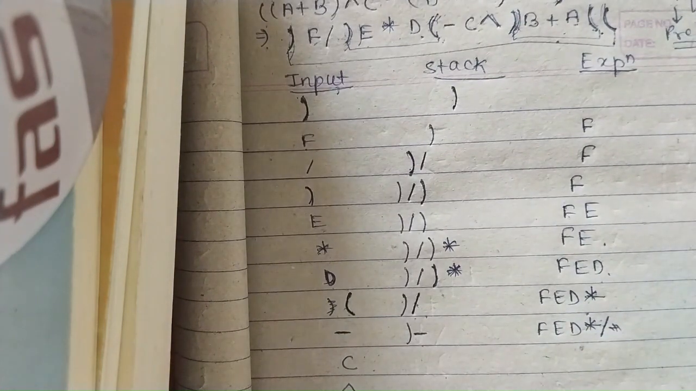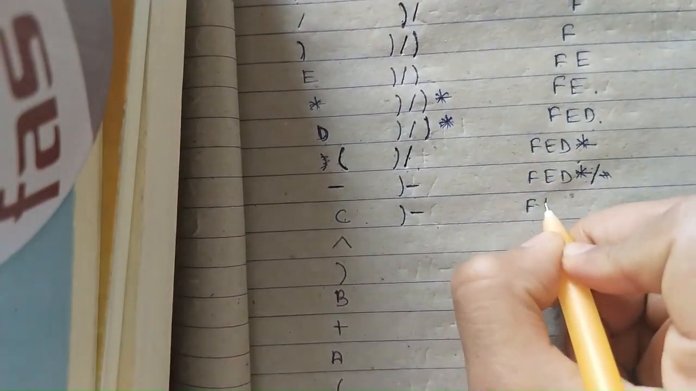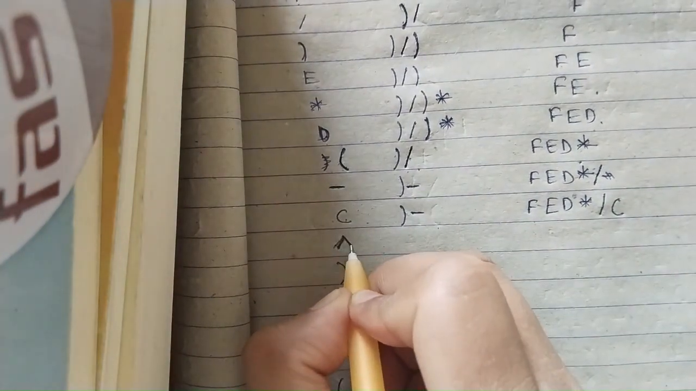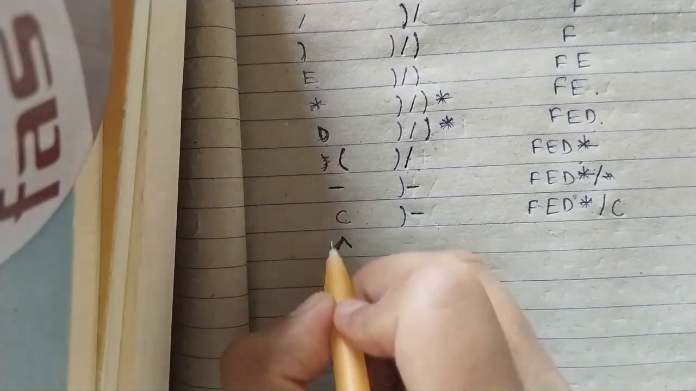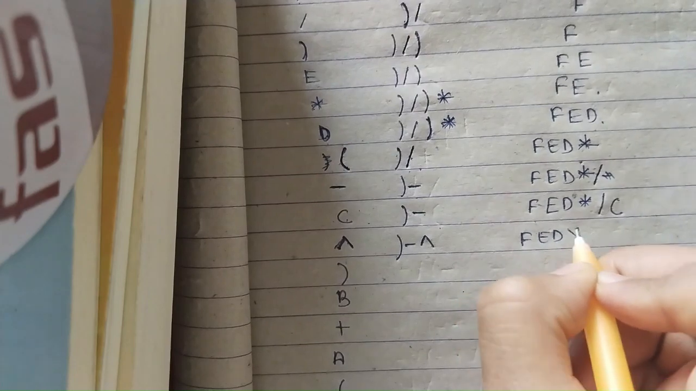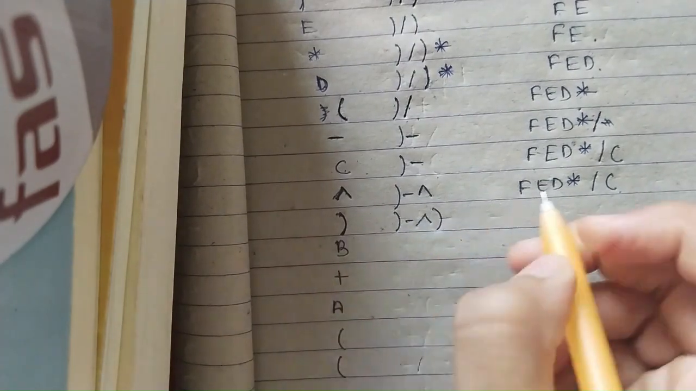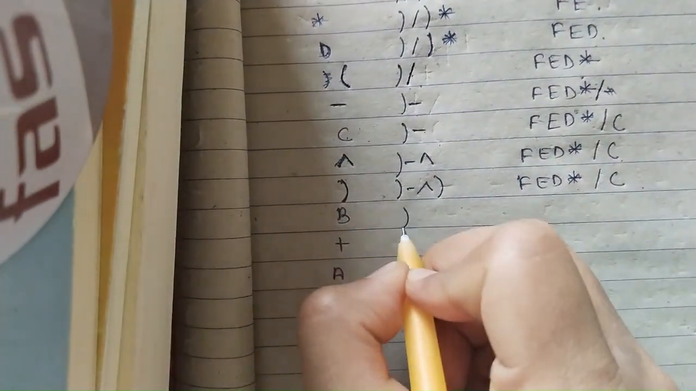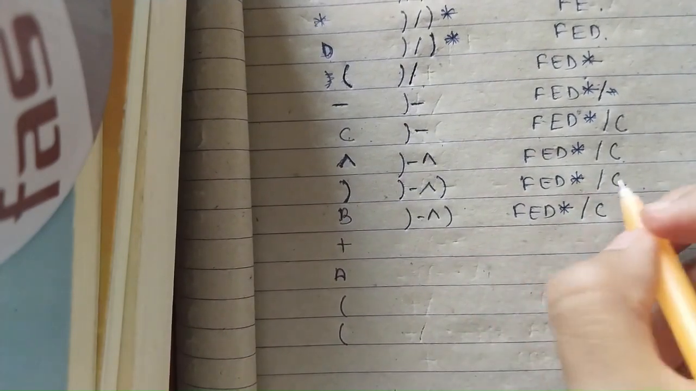Next is C, so it's going to get popped out. FED into this and then C. Next is exponential. Exponential has the highest precedence, and also it is at a higher precedence position compared to minus, so it will be on the right-hand side, and this is true. So FED multiply this and C. Next is this bracket. So again this bracket. So FED into C. Next is B. FED into divided by CB.